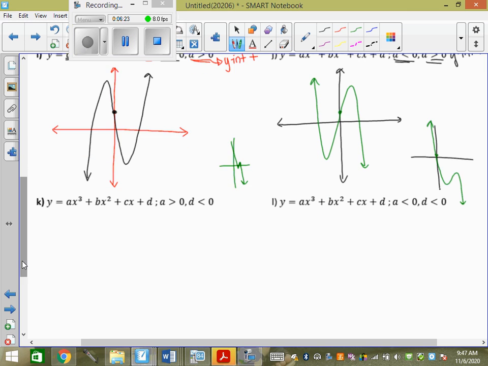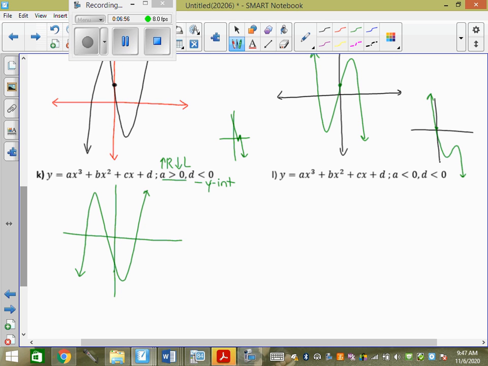Okay. This one, my A is greater than 0, so I'm up on the right, down on the left, negative y-intercept. So she could be there. I'm down on the left, so I could go like this, and that would work too. You need to have down on the left, up on the right, and you need to have a y-intercept that's negative.